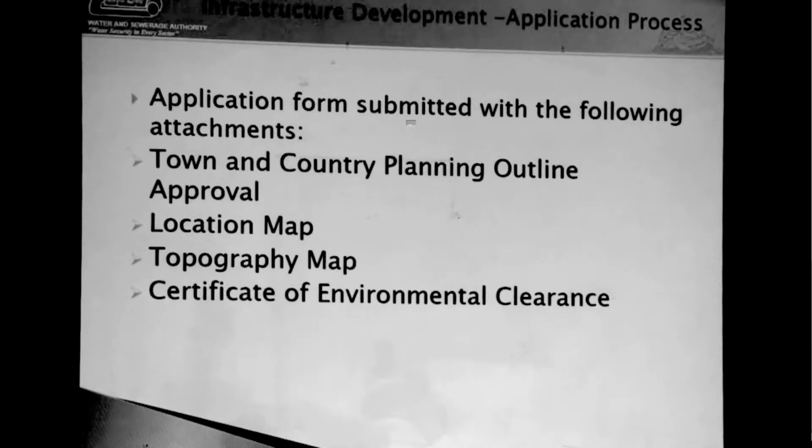You would submit it together with a location map, a topography map. In some instances, a certificate of environmental clearance would be required, but these would be subject to the Designated Activities Order. So that is there, the EMA, and if your project requires that, you'll get it and then submit it to us. And there's an application fee of $2,500 for that application.